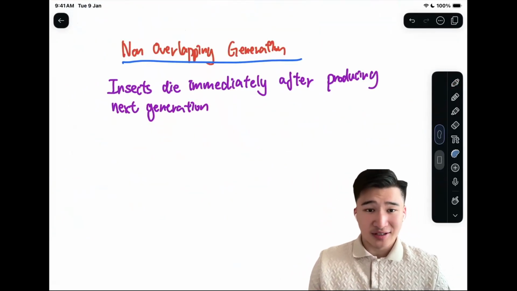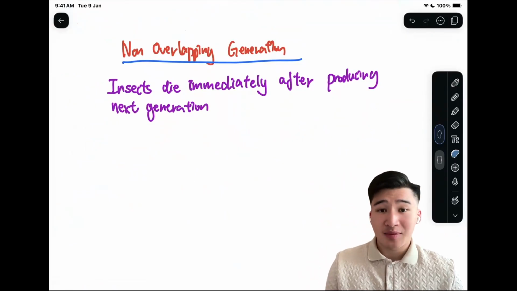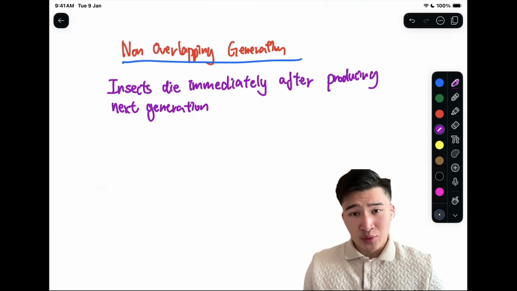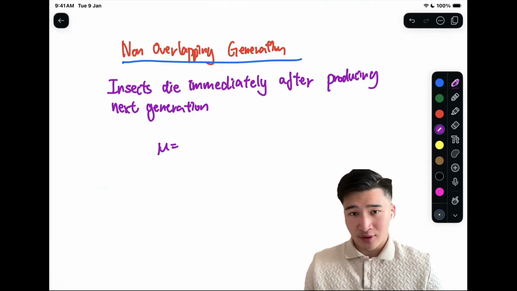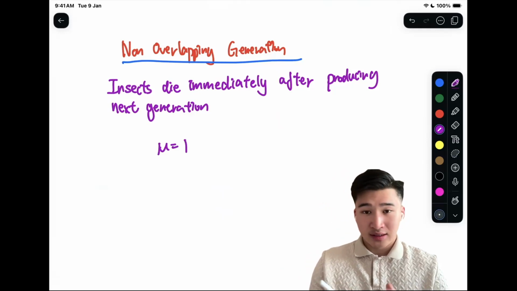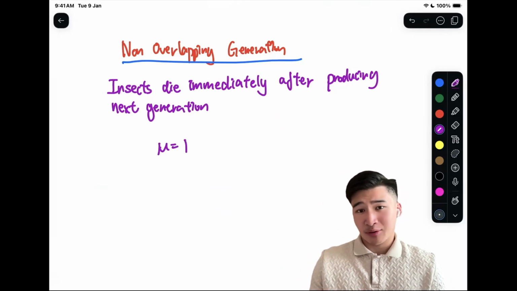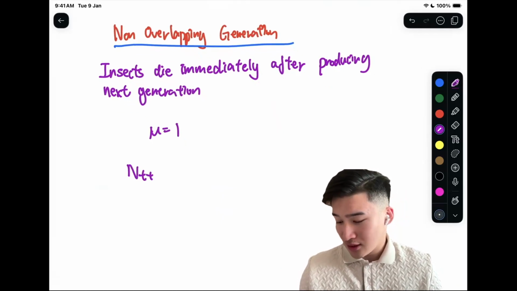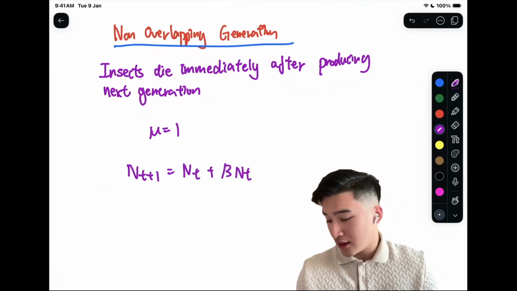To unpack our second concept, we're going to talk about what a non-overlapping generation is. In real life, sometimes insects die right after reproducing. So in this case, we can substitute our mu, our per capita death rate. What is the per capita death rate? It's 1, because per capita, per individual, the probability that they'll die is 1. So using our formula, we have N_{t+1} equals N_t plus beta times N_t, the birth rate, minus mu times N_t.